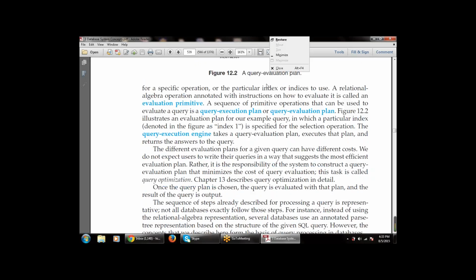Then we also talked about query optimization, that is, how to minimize the cost of evaluation. Whenever I give a command for a query, the goal is for the cost to be very low, which is known as query optimization. Once the plan is chosen, the query is evaluated with that plan and the result of the query is output.